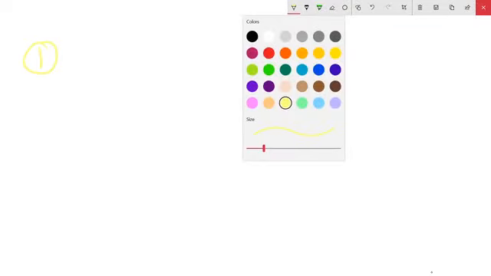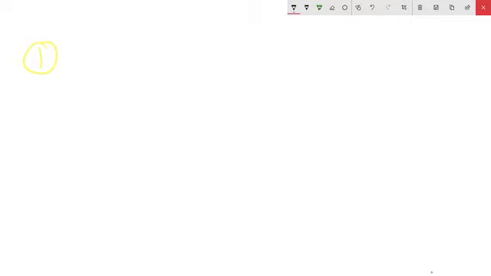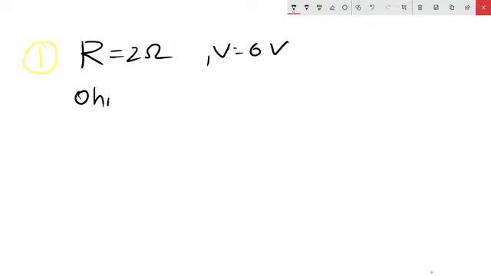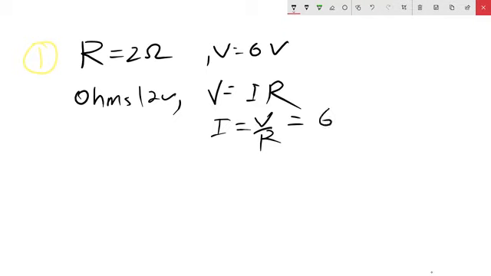So the first question, let me just change the color. The first question says, find the current I through a resistor of resistance R. This is very basic. The R value is given as 2 ohm, and the V value is given as 6 volt. As per Ohm's law, V is equal to IR. To find I, V by R is equal to 6 by 2, which is 3 ampere.